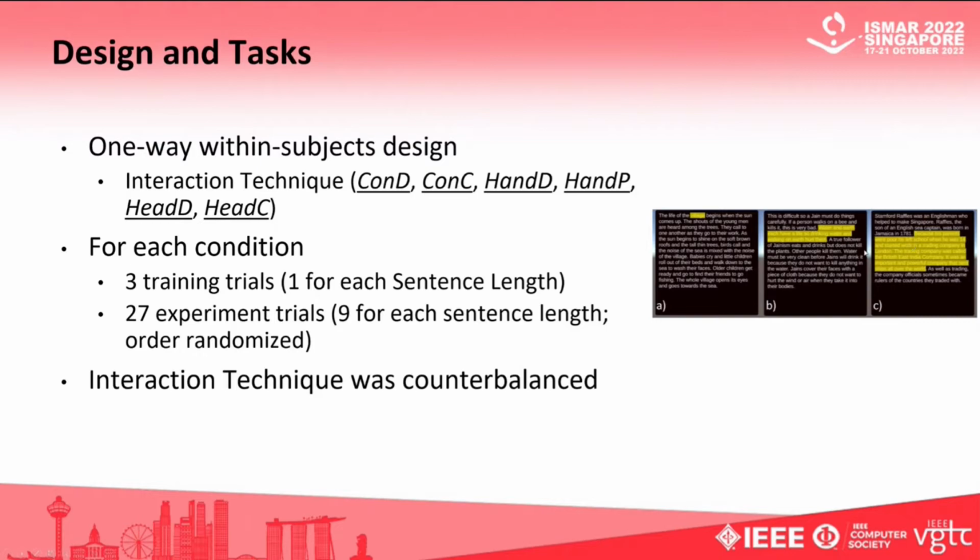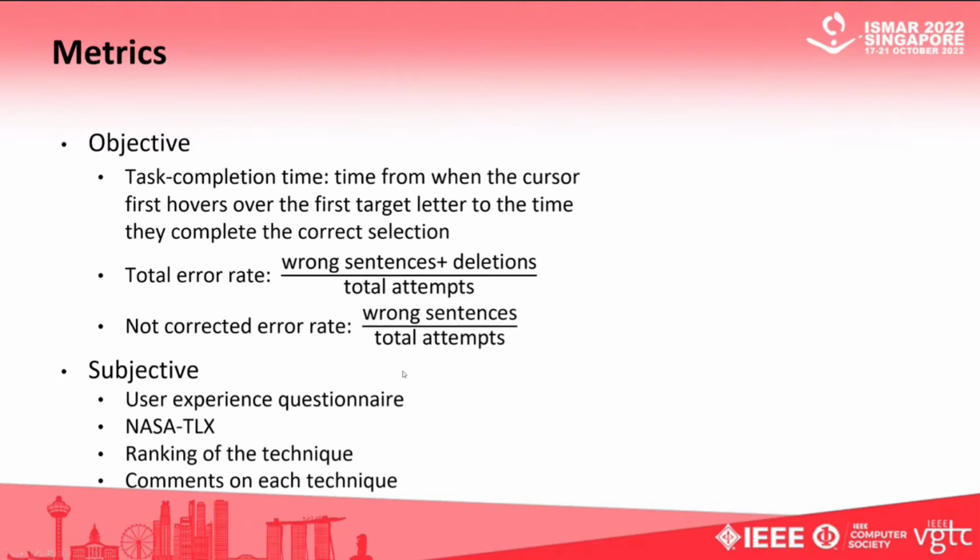The user needs to complete 27 experimental trials, 9 for each sentence length, and this order is randomized. The interaction technique was also counterbalanced. We collected the task completion time. This is the time from when the cursor first hovers over the first target letter to the time they complete the correct selection. The total error rate is the total number of wrong sentences plus the total number of deletions divided by the total number of attempts. And the not-correct error rate is the total number of wrong sentences divided by the total number of attempts.